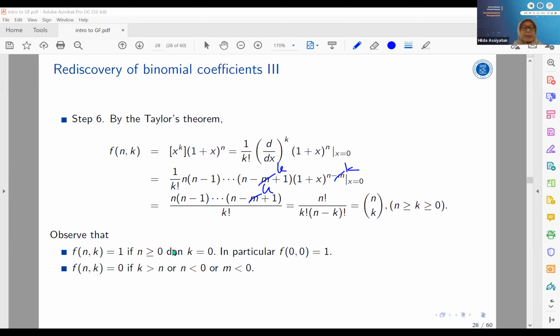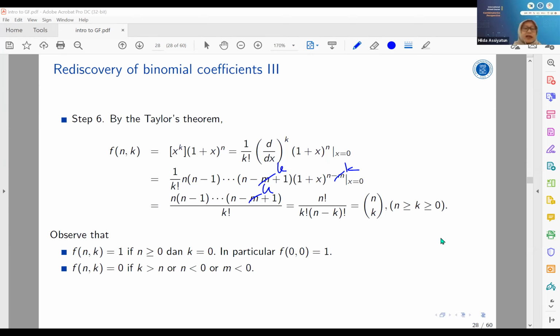Okay. Now we will make some extension. Before that, we restricted our variables to non-negative integers. Now we will extend the variables into all pairs of integers.